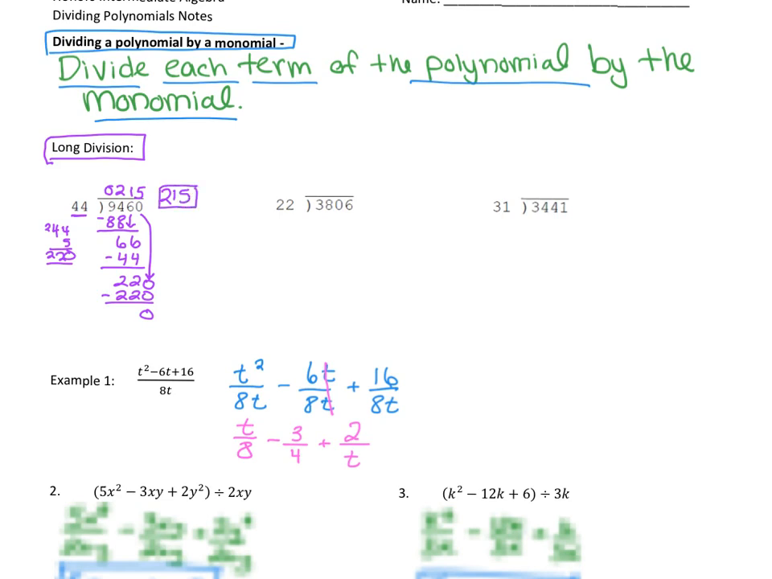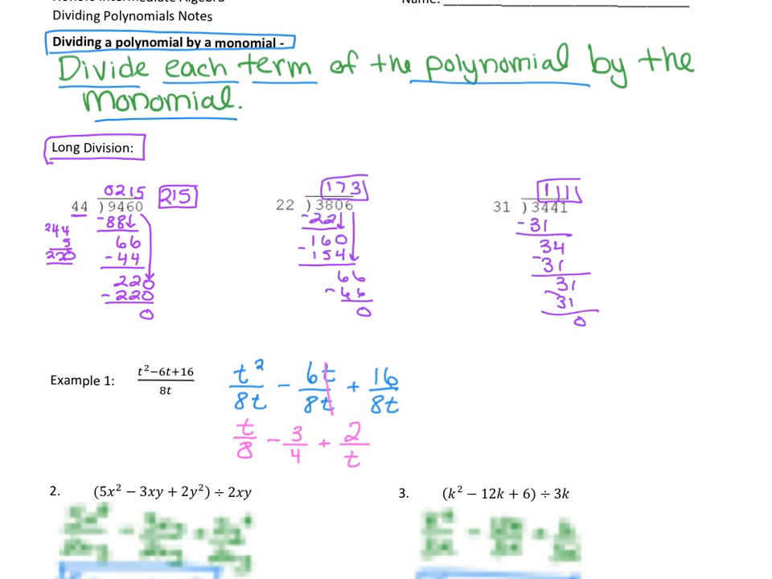Go ahead and pause the video and give the other 2 long division problems a try. Play the video when you are done. So when you did long division on the second example, you should have gotten 173. And when you did long division on the third example, you should have gotten 111. So keep in mind this process that you used for these types of problems, because we're going to use them when we do long division of polynomials.